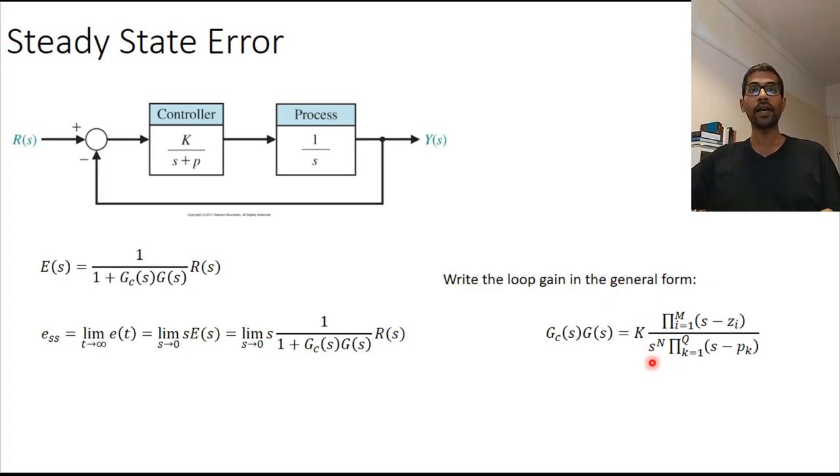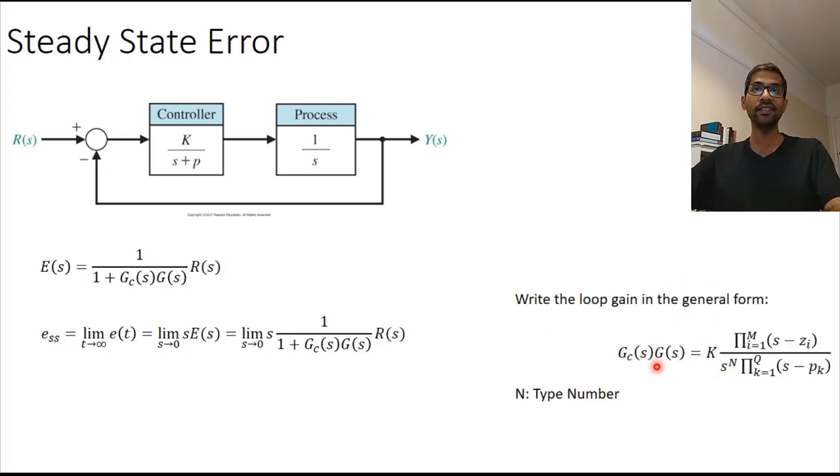Okay. Now the steady state error, or the behavior of systems, depends on how many poles you have at 0. And this number n is called the type number of the system, or the type of system. So you could have a type 0 system, a type 1 system, a type 2 system, and so on. So what type denotes is how many poles you have at s equal to 0.